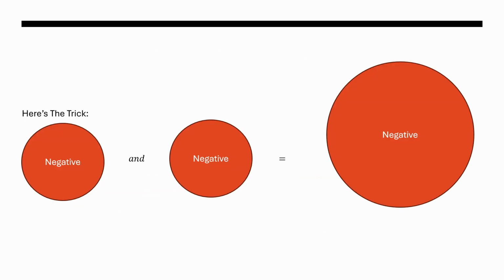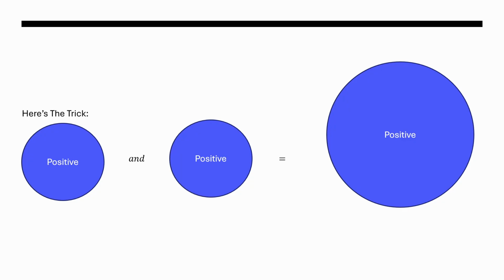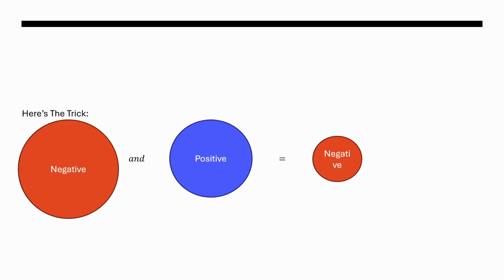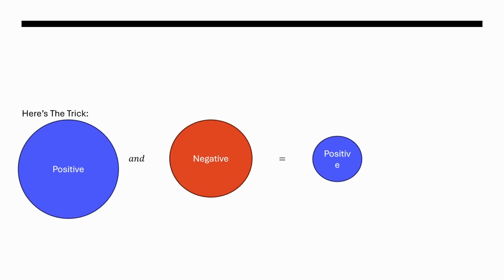Here are some tricks that you can know. A negative and a negative would equal a negative. A positive and a positive would equal a positive. A negative and a positive would equal a negative if the negative is bigger. And a positive and a negative would equal a positive if the positive one was bigger.